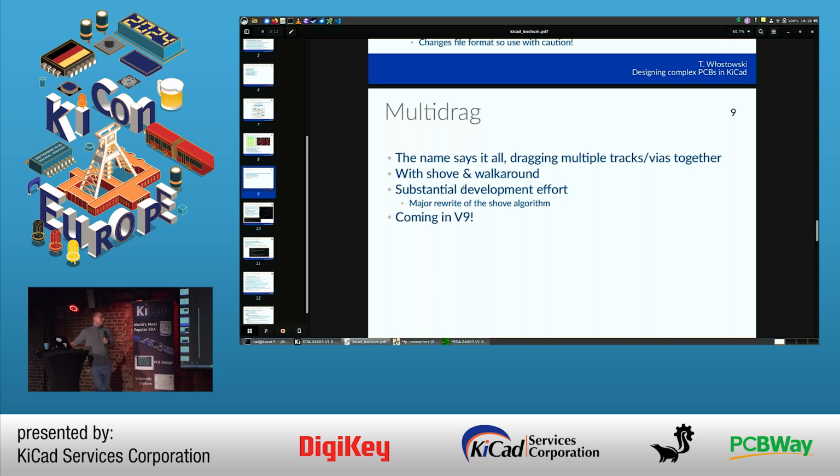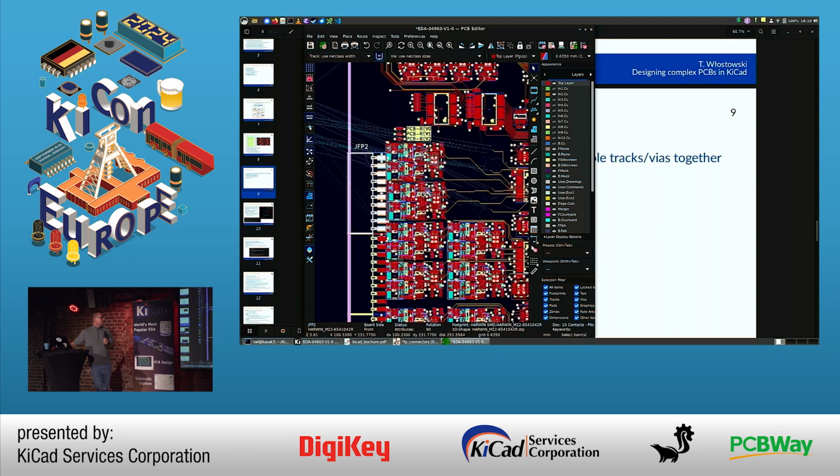We'll show a workaround. It surprisingly took quite a substantial effort. I had to rewrite a major part of the shove algorithm. So I can show you a sneak peek of this feature.